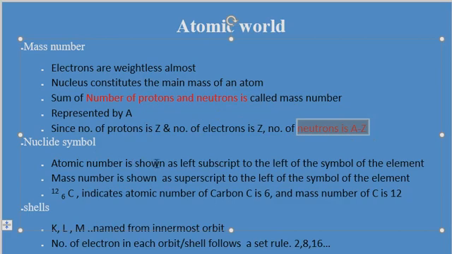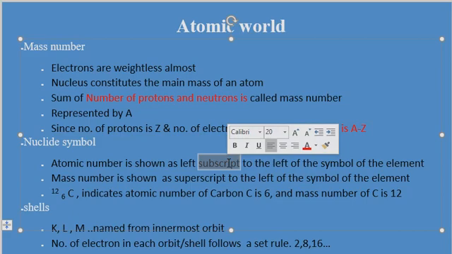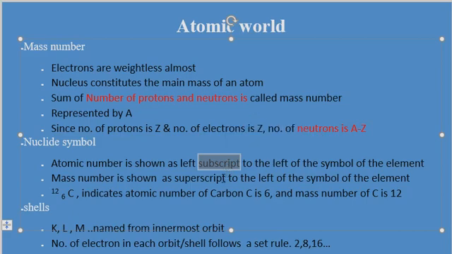Now what is the nuclide symbol? The atomic number is shown as a left subscript, to the left of the symbol of the element. The symbol of the element is, for example, C for carbon, H for hydrogen. The mass number is shown as a superscript on the left, to the left of the element. So the mass number is superscript, the atomic number is subscript. This is how we write it.